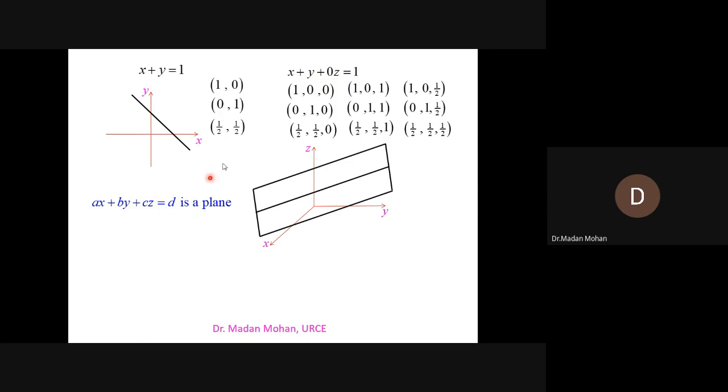Now x plus y equal to 1 represents a straight line in 2D. It represents a plane in 3D. Now my question is, what does it represent in 4D, four-dimensional? In 2D straight line, in 3D plane, in 4D what does it represent? What's the name of it in 4D?